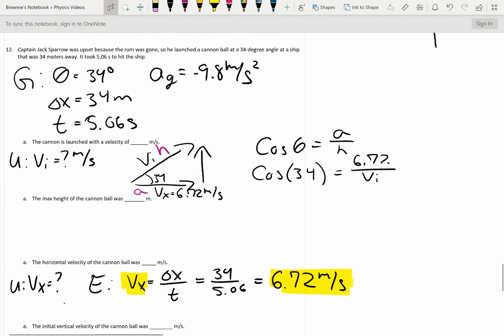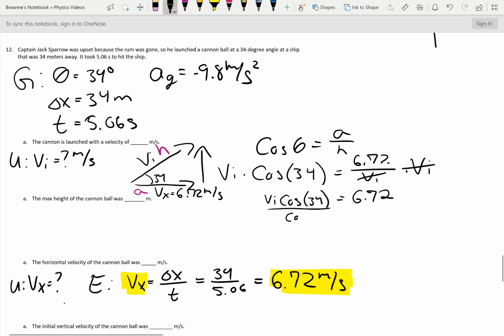Have to work this way. So you never want what you're looking for on the bottom. So go ahead and multiply both sides by that. So you're left with initial velocity times cosine of 34 equals 6.72.